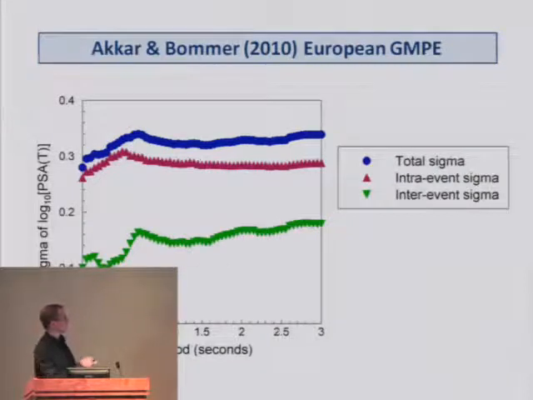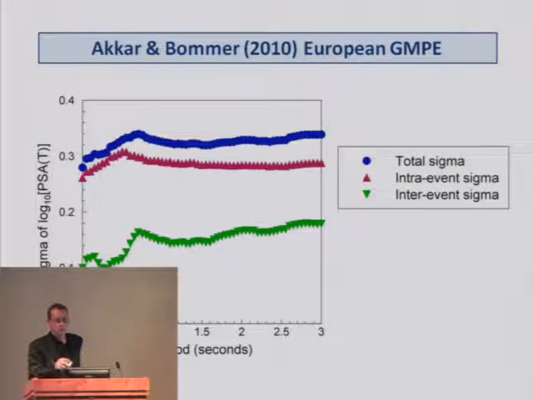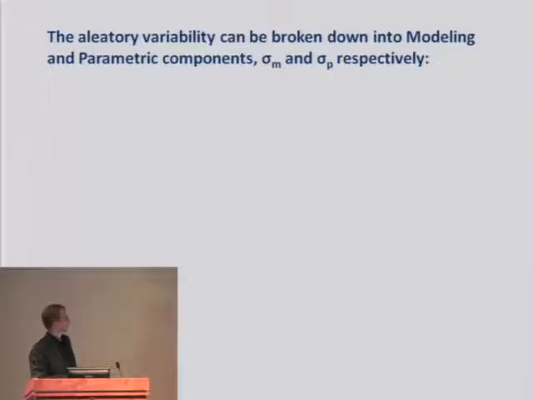Here are typical values from our revised European equation. That's our total sigmas as a function of period. The larger of the two components tends to be the intra-event sigma, the spatial variability, which tends to be the biggest contributor to total sigma, but there's an appreciable contribution coming from the inter-event variability as well.